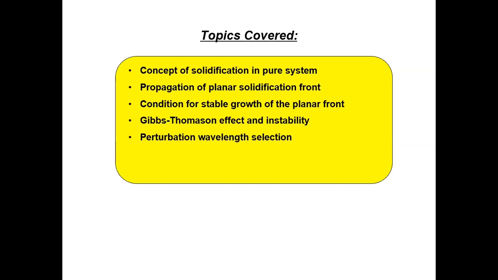And then, as you probably can imagine, the propagation of a planar solidification front is going to be a highly ideal case, and in reality, you're never going to have things remain a plane, right? You have some instability, you have small bumpy things form, and we're going to study the condition for the stable and unstable growth of the planar front. And in this case, we're going to see again our good friend the Gibbs-Thompson effect play a key role in determining the instability. And this is going to induce a perturbation wavelength selection.